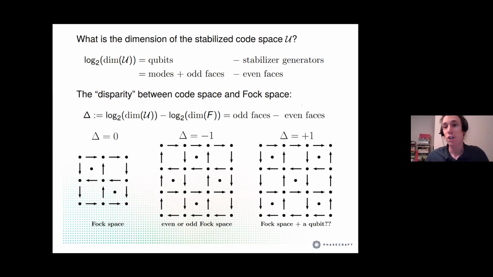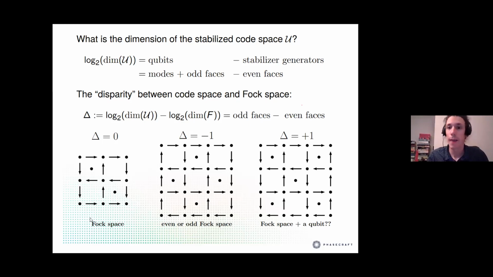Okay, so now what is the dimension of our code space, U? Well, we can take the log of the dimension of U, and then that's going to be equal to the number of qubits minus the stabilizer generators. And then the number of qubits is the modes plus the odd faces, and the stabilizer generators are the even faces. And so now we can define a thing called the disparity. And the disparity is the difference between the code space, U, and the fermionic Fock space, which is the thing we want to represent. Okay, and the dimension of the fermionic Fock space is the number of modes. So if we subtract those, then we just get that the disparity is equal to the number of odd faces minus the number of even faces.